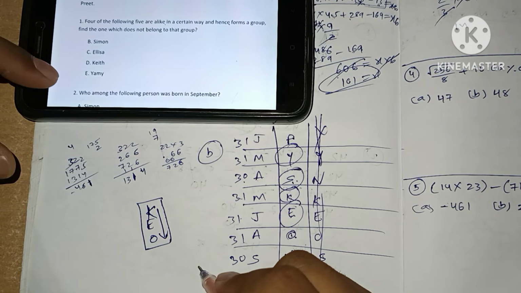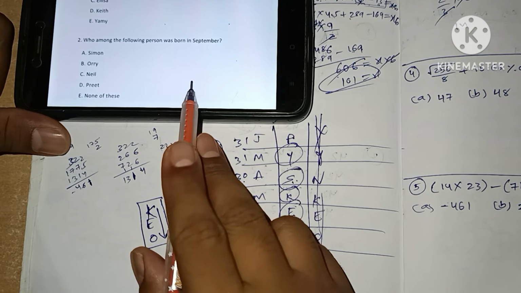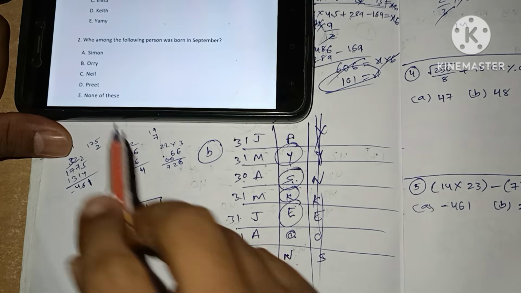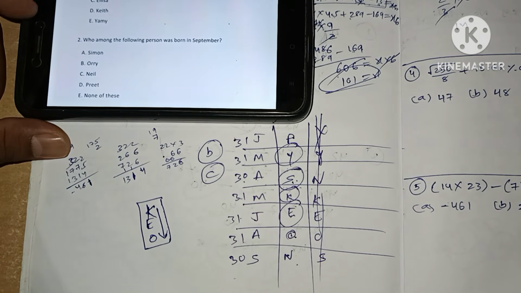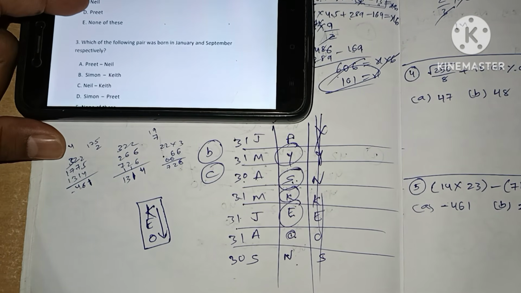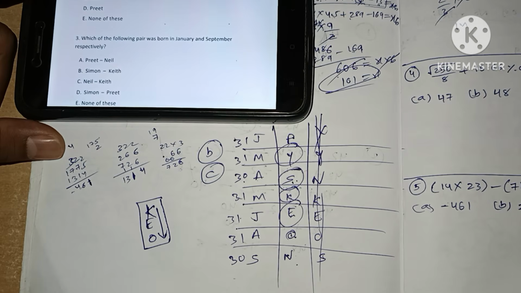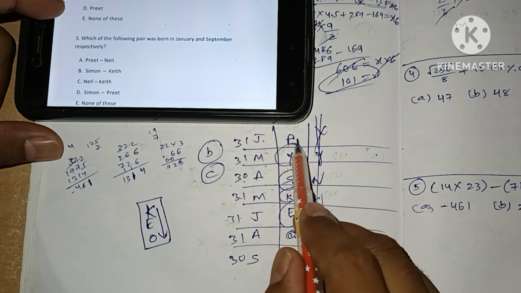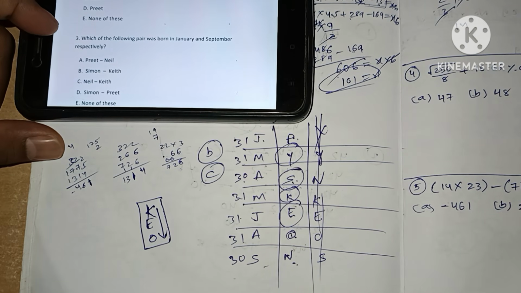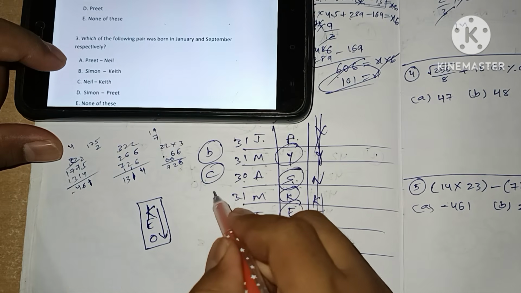Okay. Second question. Who among the following person was born in September? In September, Neil was born. Option C is our answer. Next. Third question. Which of the following pair was born in January and September? January is Preet and September is Neil. Preet and Neil. Option A is our answer.